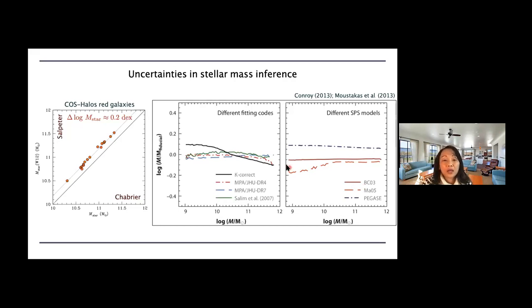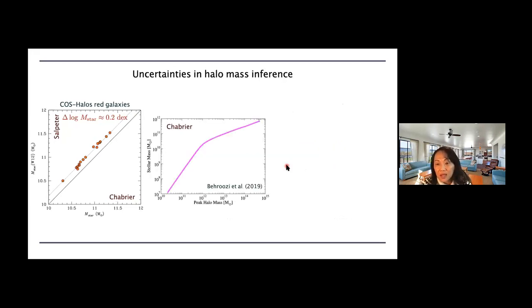So now, assuming we can reach an agreement on the stellar mass estimate, the next step is to go from stellar mass to halo mass. And here you can see in the middle the current best estimate, I want to say best estimate, but this is the latest result of how stellar mass is related to halo mass, from the recent paper put together by Peter Behroozi in 2019.